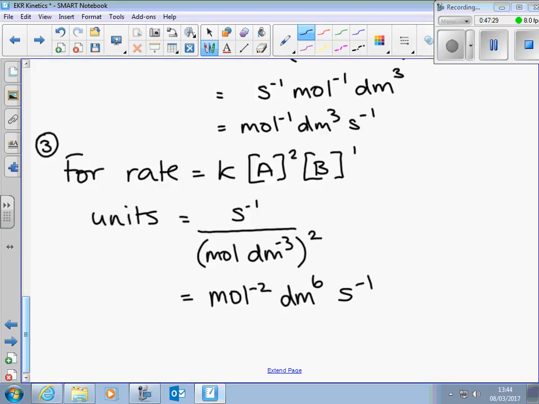All right, so that's where m plus n equals 3. Now you can imagine if m plus n equals 4, if they were both to the power 2, you'd just be doing another multiplication. So it'd be moles to the -3, because it's 4 minus 1. Decimeters 9, because it would be 3 to the 3. Yeah? So there's a pattern here, but they are seriously messy.